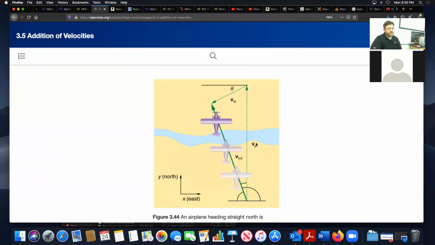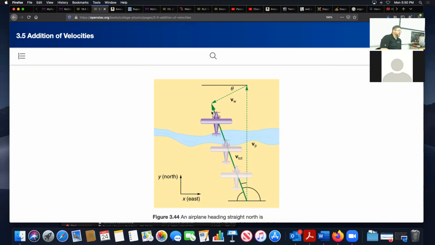Here's a slightly more complex example. You have a plane that is moving forward because of its propeller, but the wind is pushing it backwards at an angle. So the wind velocity is this one, the plane velocity is this one, but the overall plane velocity is actually this one.